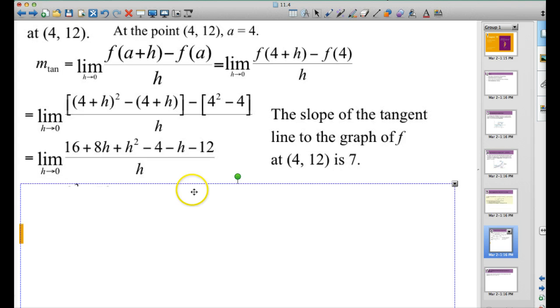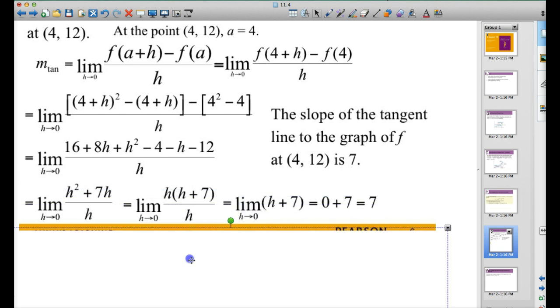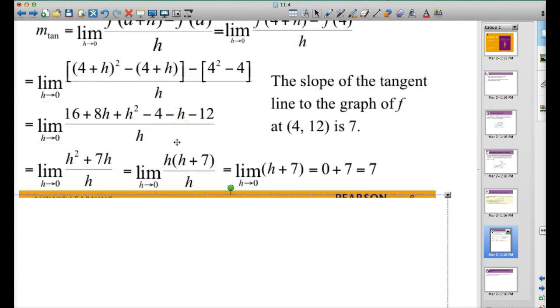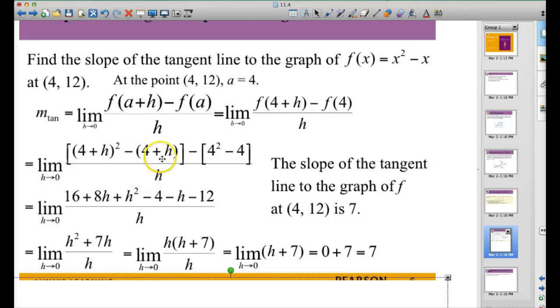Simplifying down the limit of this, we get h squared plus 7h over h, factor out an h on top. So we have this equation. So we plugged in these values into here, and now we have the h on top. We factor out the h, cancel them off, and now we're going to plug in 0 for h. So we're going to get a limit of 7. So the slope of that tangent line is 7.